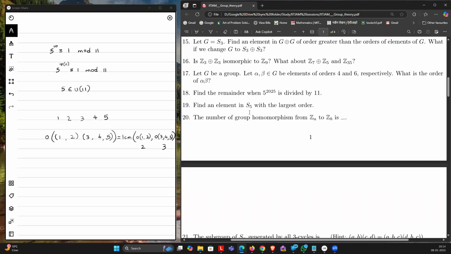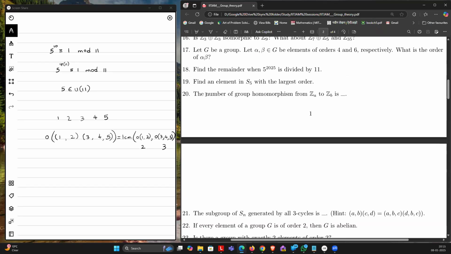So you might come across S, let's say, 35 or something. You want to find elements with large orders inside S35. So you have to look at a partition of 35 and take the LCM of the numbers appearing in the partition. That's how this is solved.